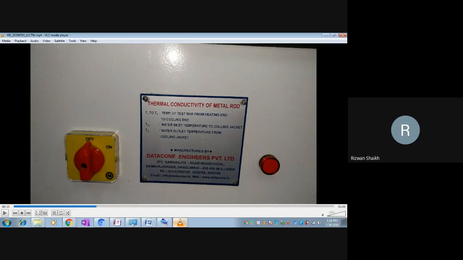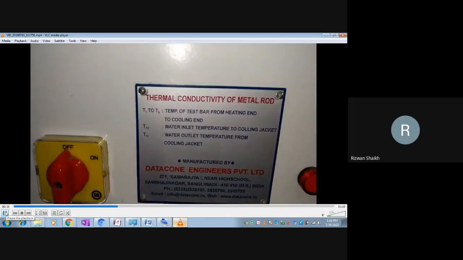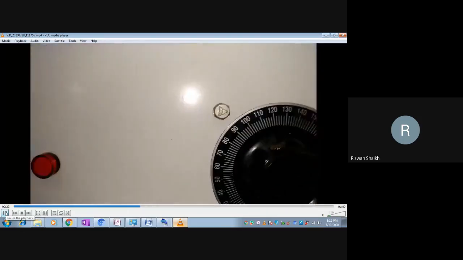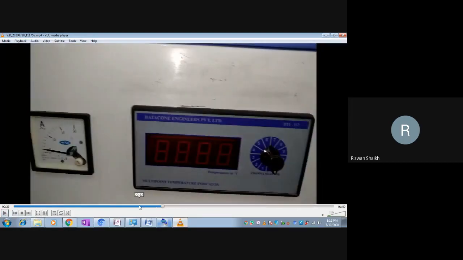Is it understood? If I play this video, do you understand what components are being used in this setup? Okay, now can you see the thermostat, black in color? We can set the thermostat for the heat input, and it is running fast.